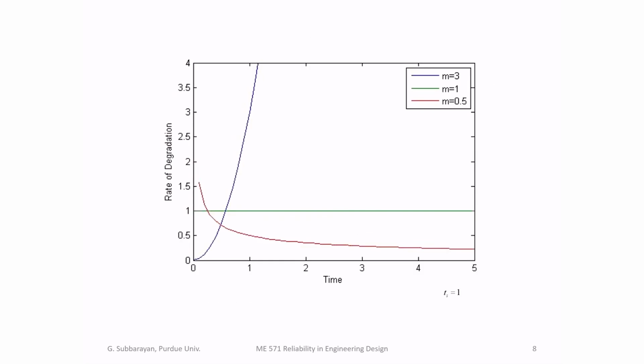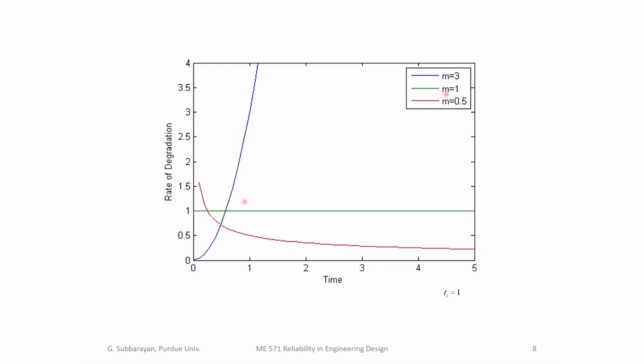Okay, so now let's look at the rate of degradation plotted as a function of time for various m values. When we see for m less than 1, m equal to 0.5, we find that the rate of degradation is a decreasing curve. So m less than 1 can be used to model the early failure phase of the bathtub curve.